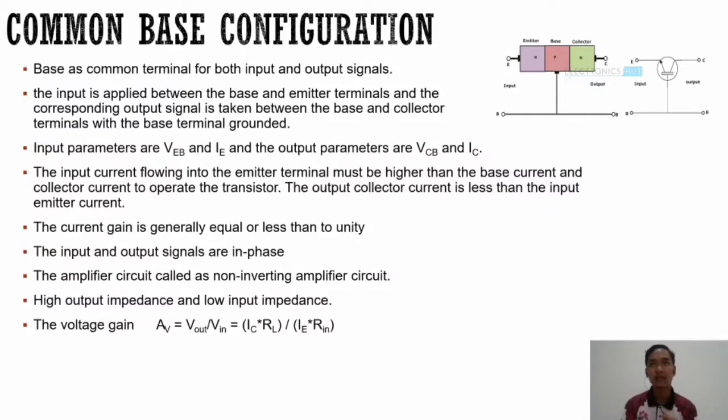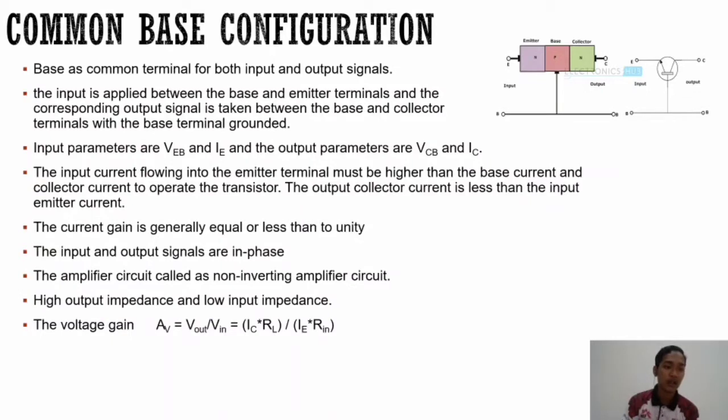The input current flowing into the emitter terminal must be higher than the base current and collector current to operate the transistor. The output collector current is less than the input emitter current. The current gain is generally equal to or less than unity. The input and the output signal are in phase, and the amplifier circuit is called a non-inverting amplifier circuit.